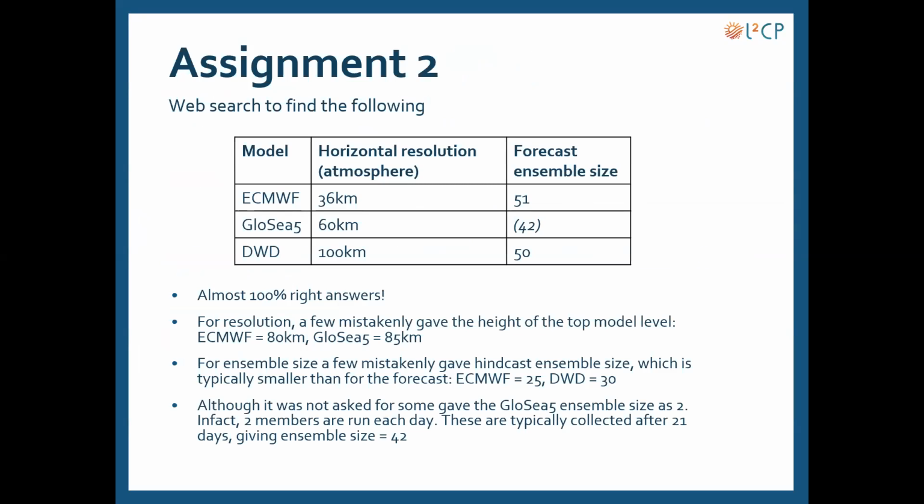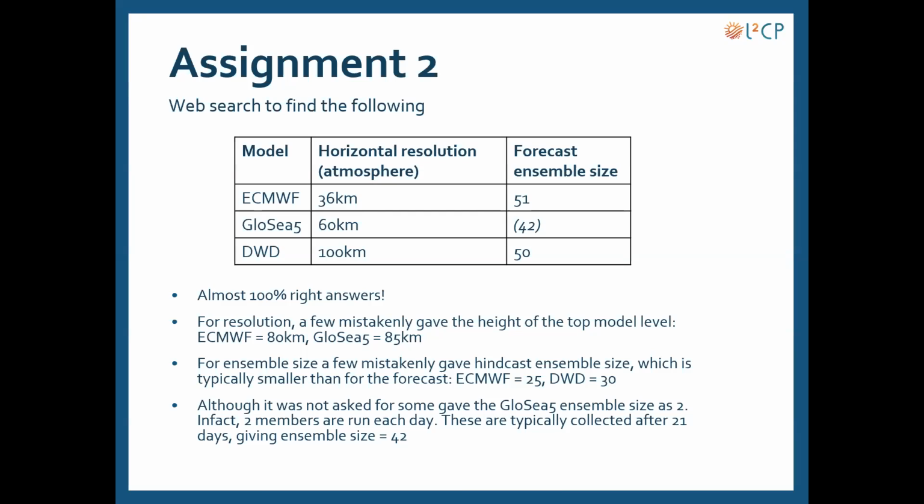Now, assignment 2 was where I asked you to go in and look on these websites for the horizontal resolution. And more or less everybody, again, got this completely correct. So well done. I didn't ask for the GloSea5 ensemble size. I've written it in there just for information. It's actually 42.